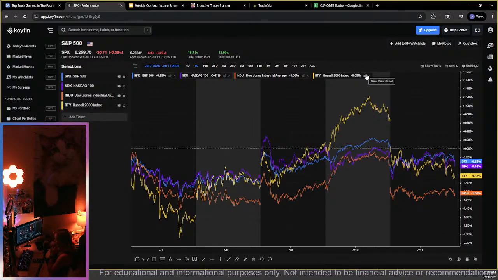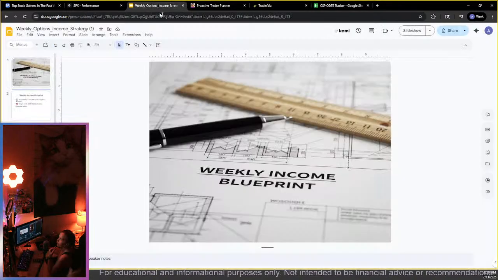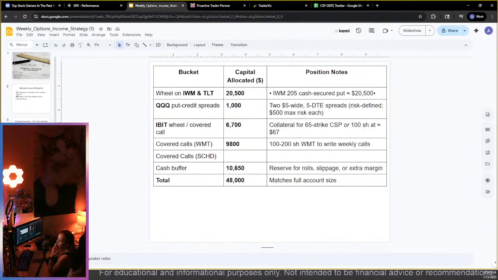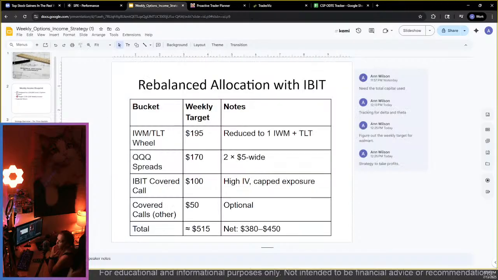So I need to get the capital allocations correct. I need to basically all the notes I had here. Yeah, and then maybe adding that in there. Okay.